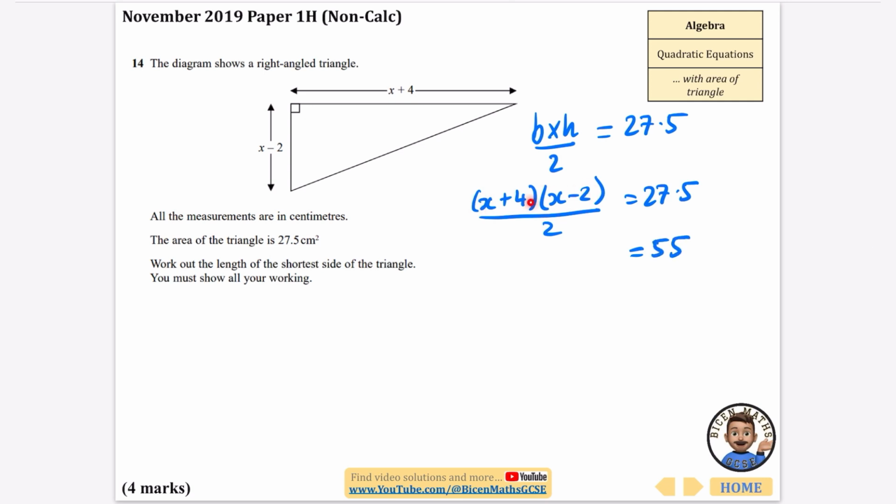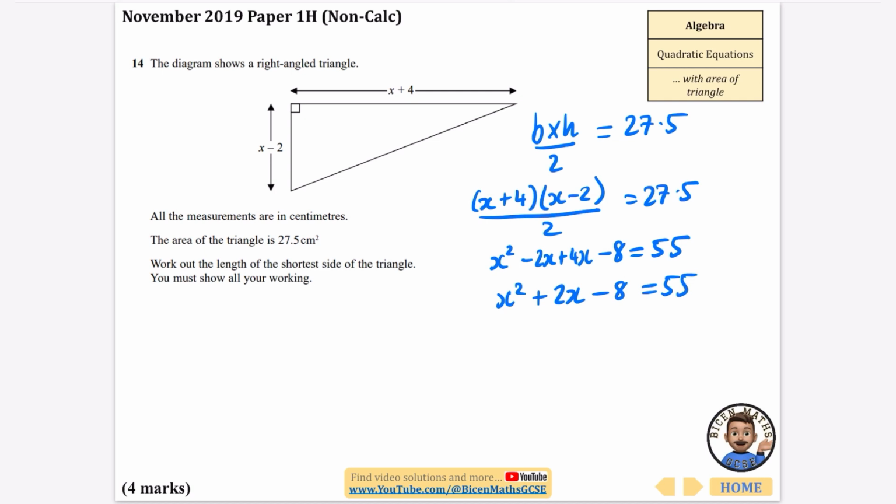Now I'm going to expand these brackets that I've got at the top. So we get x times x is x squared. X times minus 2 is minus 2x. 4 times x, and then 4 times minus 2 is minus 8. So that's x squared. The x parts simplify to 2x, and that is minus 8 equals 55.